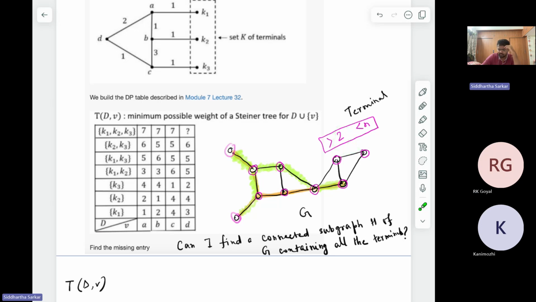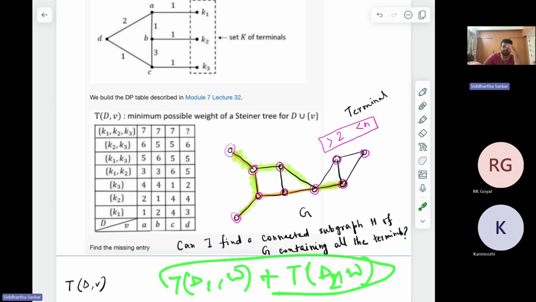The other thing is to write D comma B in terms of smaller ones. If you can break D into two parts, D1 and D2, then we can write these entries corresponding to D1 with some value and D2 with some value, and then see how to merge these two things. So that is the whole thing.